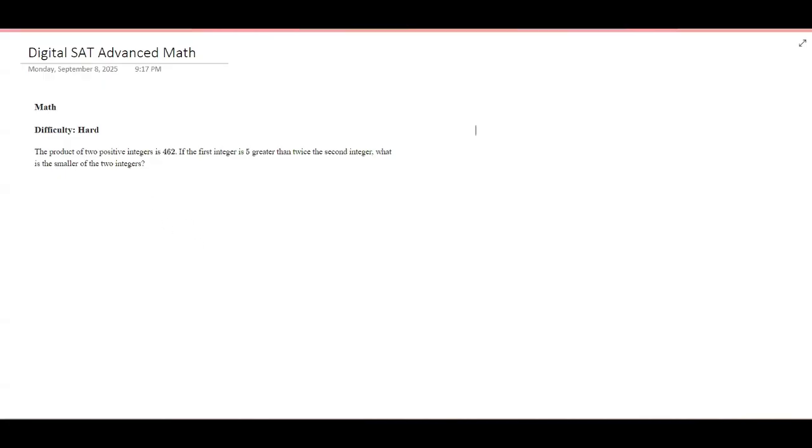Okay, well, we need to first set up our equations here. So the first one, it says product of two positive integers. We can have x as the first positive integer and y as the second positive integer, and this is equal to 462. So my x is the first integer and my y is the second integer.